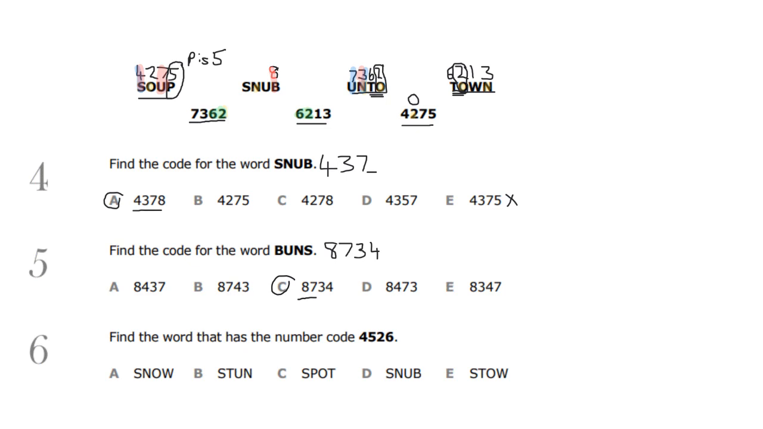And question 6, find the word that has the number code 4526. So 4 is an S, 5 is a P, 2 is an O, and 6 is a T. So we can see that the answer is C, spot.